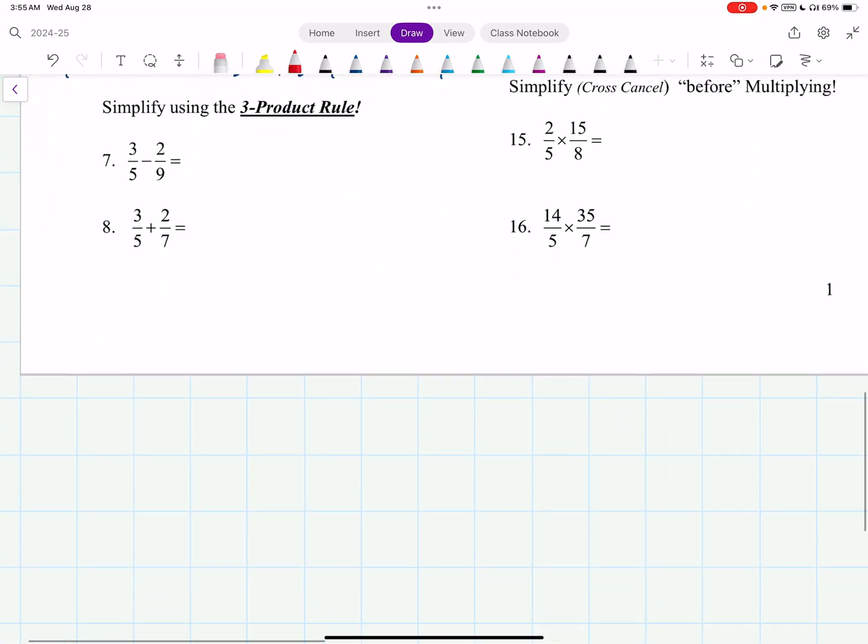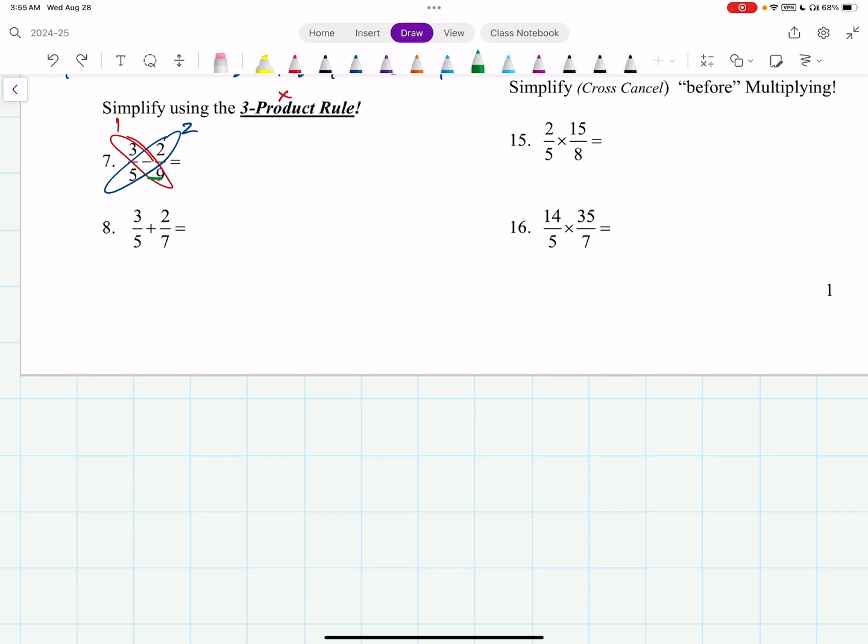This is what more advanced students do, especially in high-level math classes, when adding and subtracting fractions. Here, you do it in 3 steps. The 3 product rule means you multiply 3 times. That's step 1. Then step 2 would be multiplying 2 times 5. And then step 3 right here.